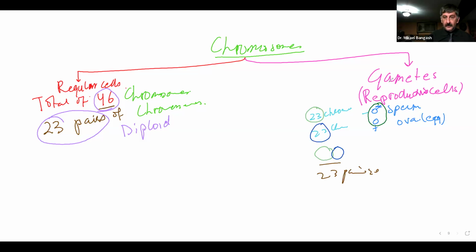But mainly, when we look at the gamete, they have half the number of chromosomes compared to regular cells, which were either 46 or 23 pairs. So this is what we'll call haploid. Did you guys get that?